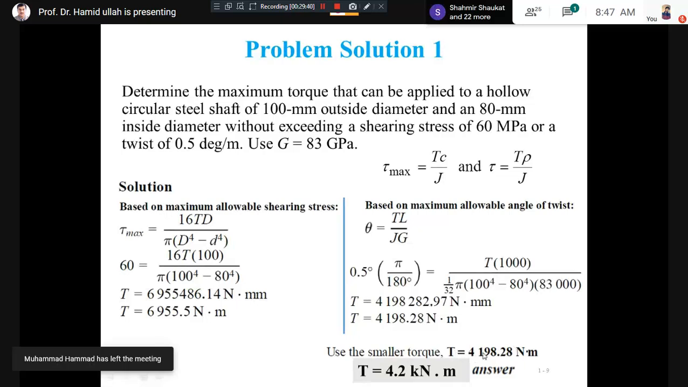And again, if you remember, in the previous lecture I mentioned that the good presentation would be to round it out and then put it in kilonewton meter. So you can write it as 4.2 kilonewton meter. This will be the answer, the value of the torque that will be transmitted by the shaft for the given data.